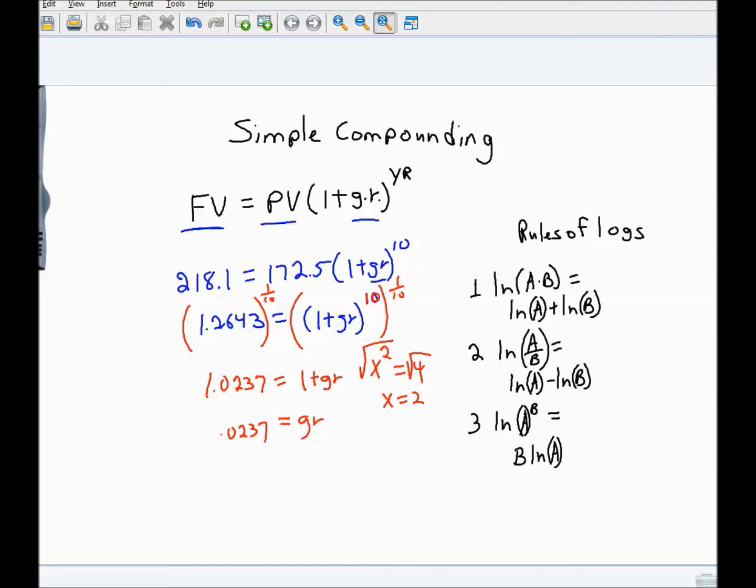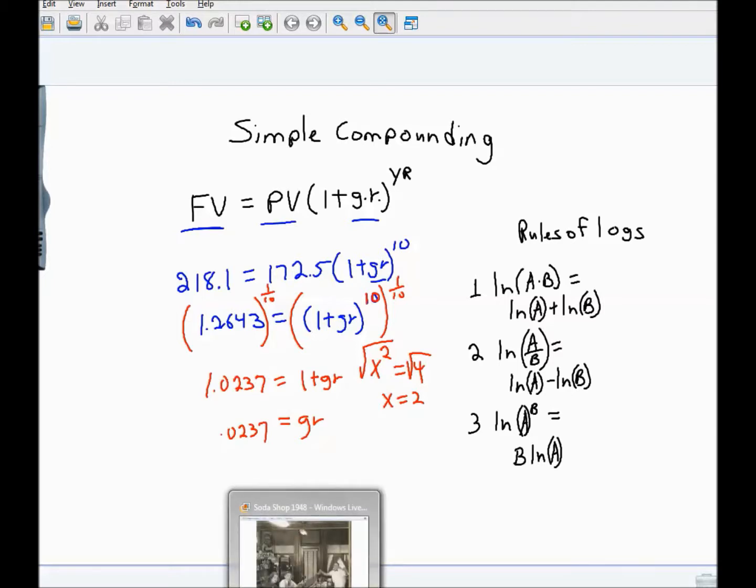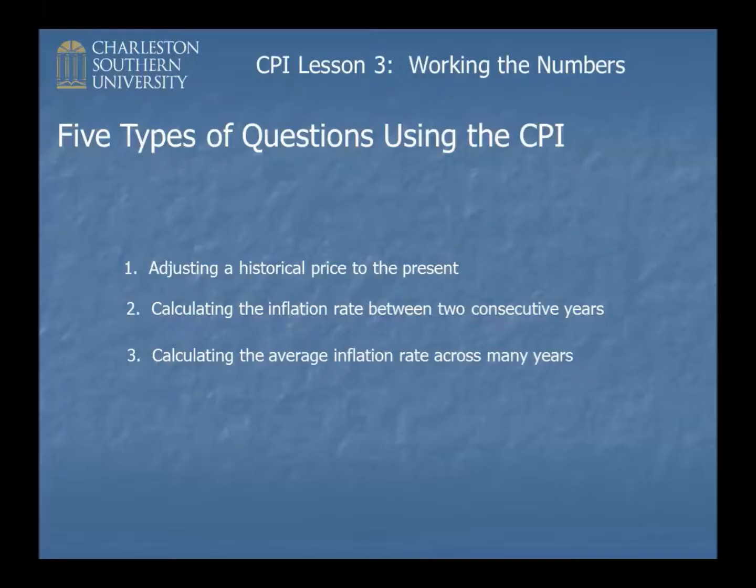2.37%. Now if you want to, you can shut this video down for a while and try to do it the way that seems easier. That is, take all the inflation rates and add them all up and divide by how many you had, and you should get a number very close to that, but not exactly that. So this is the correct answer, and that's the answer that I would expect on an exam.